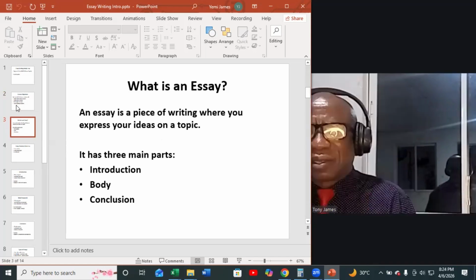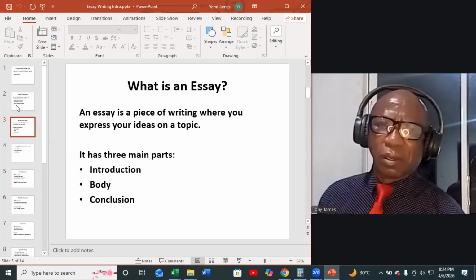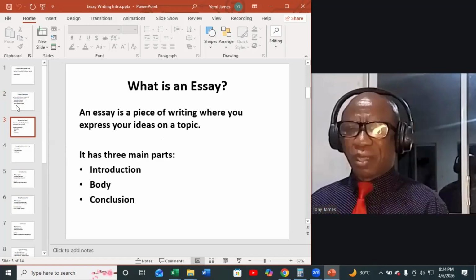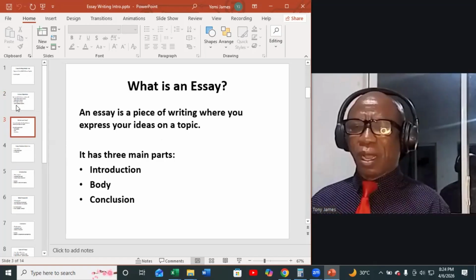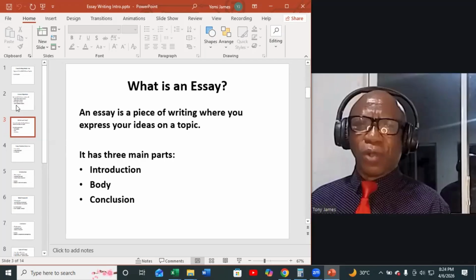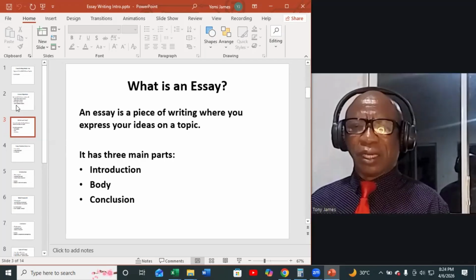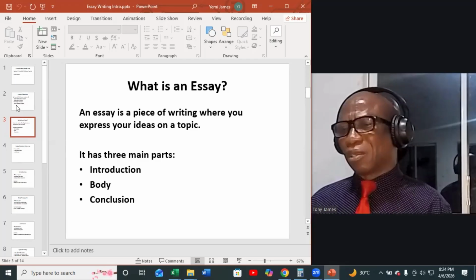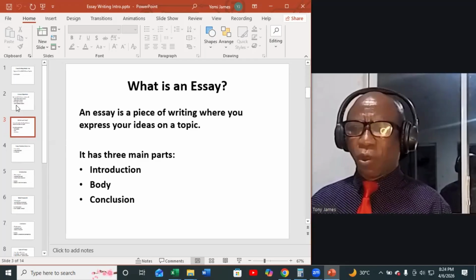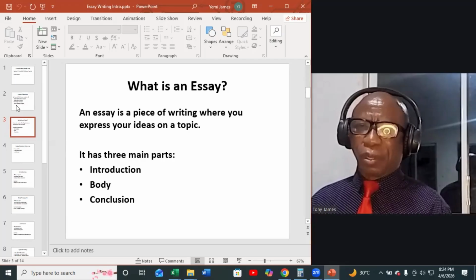An essay is a writing where a student is expected to express his idea on a particular topic. Essay is a writing where students are expected to express their ideas on a topic. That is, the topic will be given, then you express your idea concerning the topic.